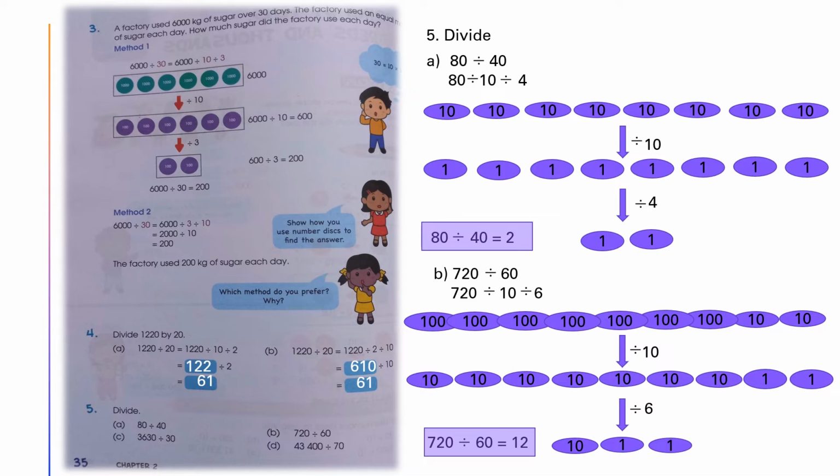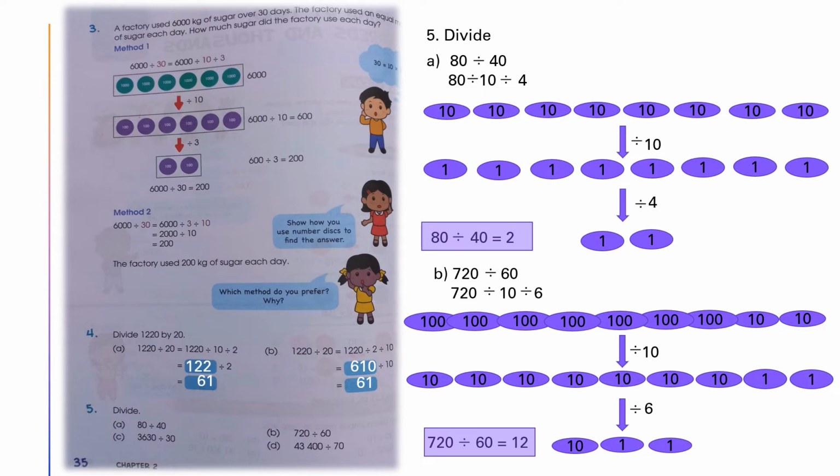This division can also be achieved the other way, in which 6,000 is divided by 3 first and the resultant is divided by 10. When we divide 6,000 by 3, the answer is 2,000, and when we divide 2,000 by 10, the answer is 200, which means the factory uses 200 kilograms of sugar each day.